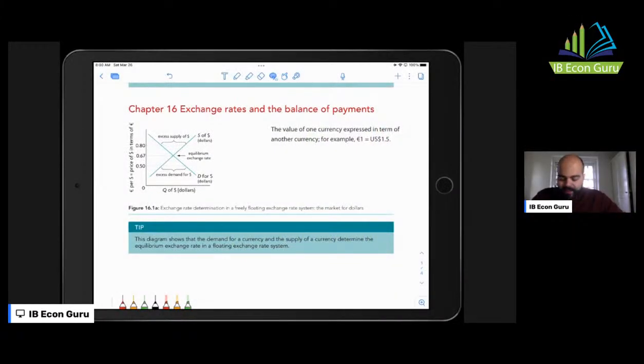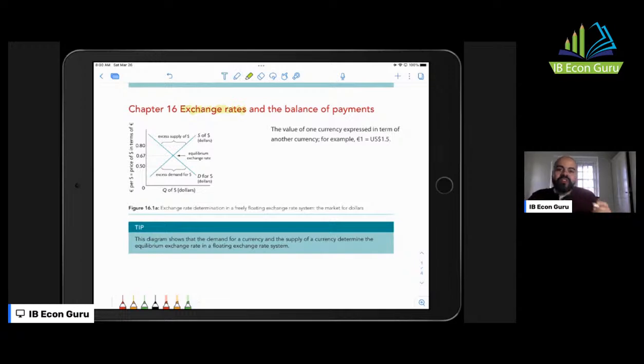So today I'm going to be reviewing exchange rates. I'll also talk about something related to the balance of payments, the J-curve, and the Marshall-Lerner condition, because these do relate to exchange rates. But I won't actually talk about the whole balance of payments unit. That will be a separate live stream review.